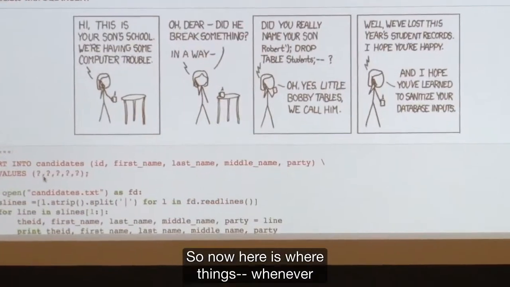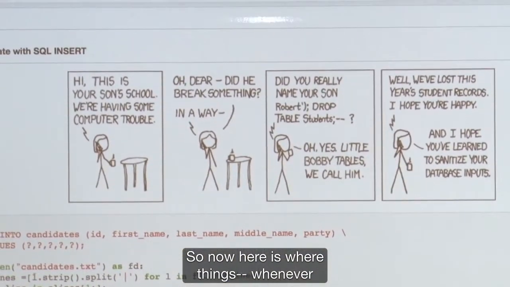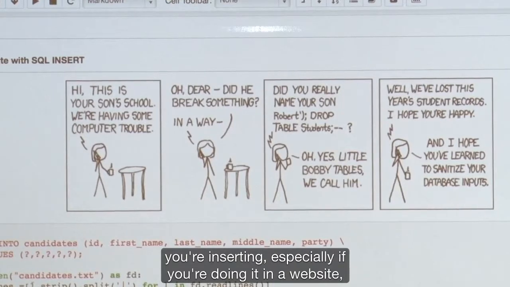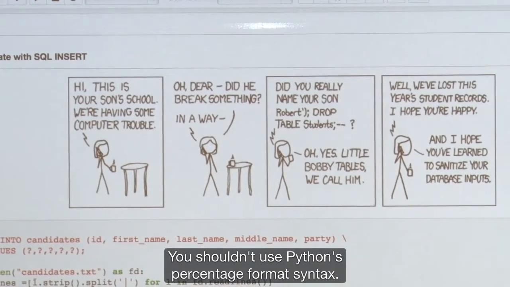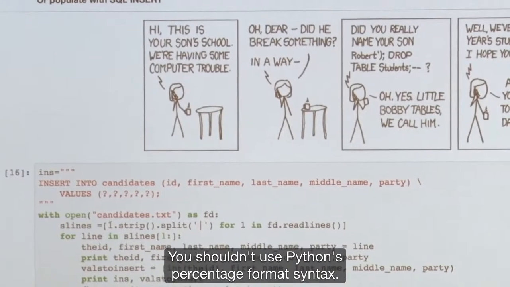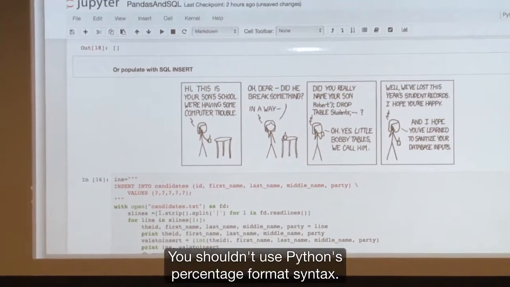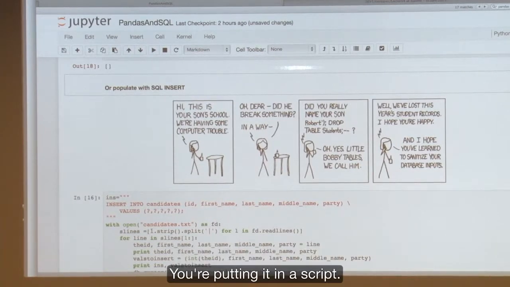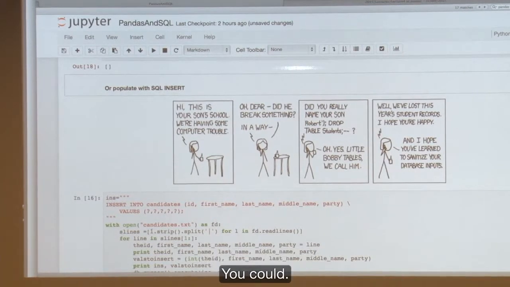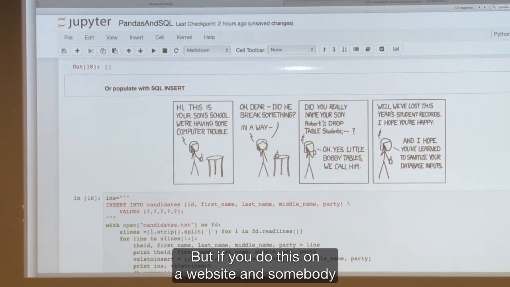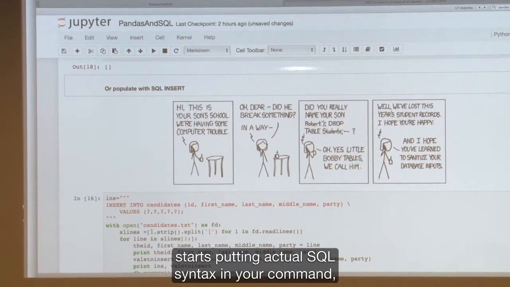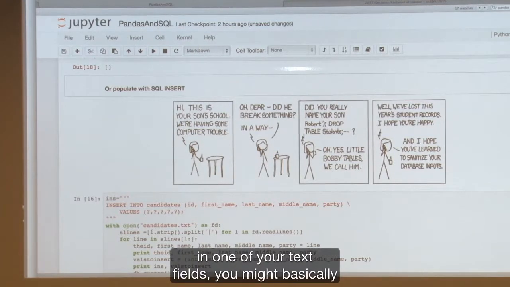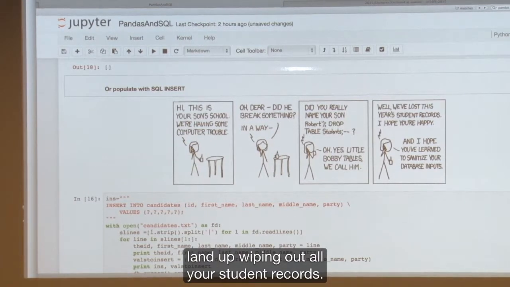So now here is where things, whenever you're inserting, especially if you're doing it in a website, you need to be extremely careful. You shouldn't use Python's percentage format syntax. And the reason you shouldn't use it here, it doesn't make any difference. You're putting it in a script. It doesn't make a huge difference. You could. But if you do this on a website and somebody starts putting actual SQL syntax in your command, in one of your text fields, you might basically end up wiping out all your student records.